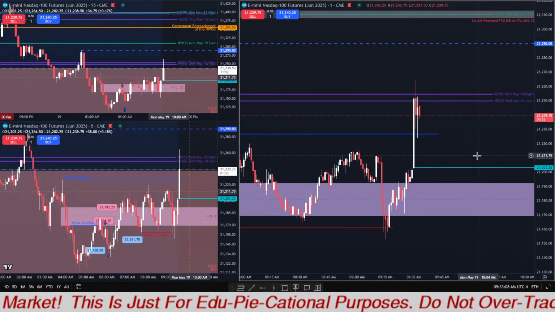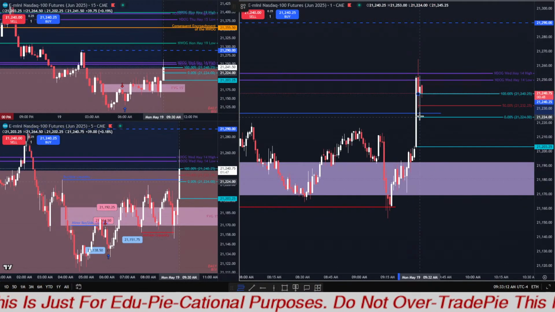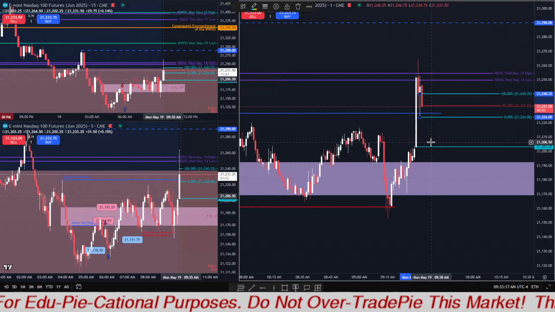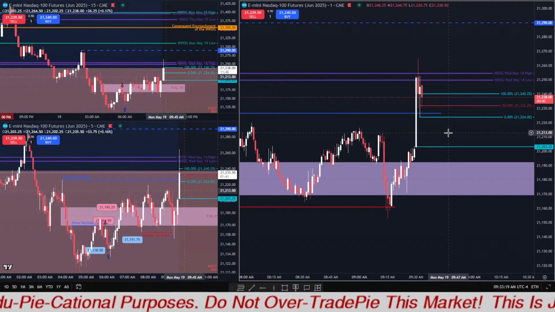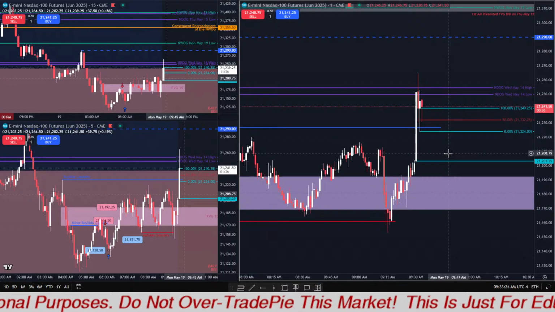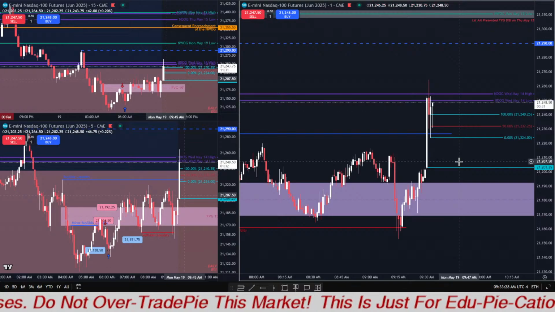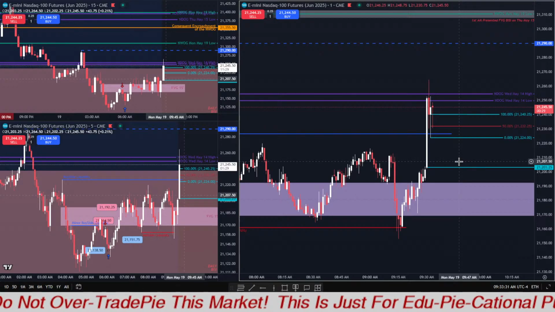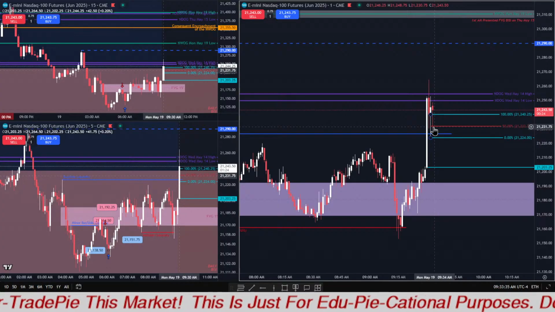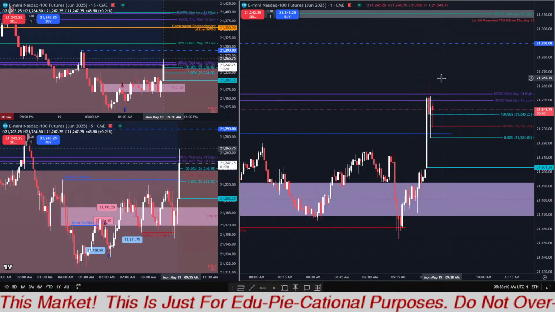So now I'm interested in this wick over here and its consequent encroachment. Let's see how the market is behaving over here. After tapping into the consequent encroachment of this week, we had a little run higher, and this is favorable.